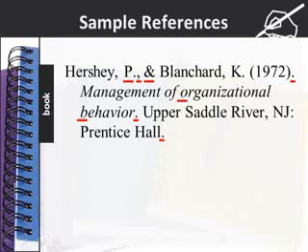After the title of the book, we have the city and the comma, the state abbreviation, and then you'll have a colon there. This is where the publisher is located. After the colon is the actual publisher's name. Of course, there's Prentice Hall. So that's what the entry would look like if you're referencing a book.